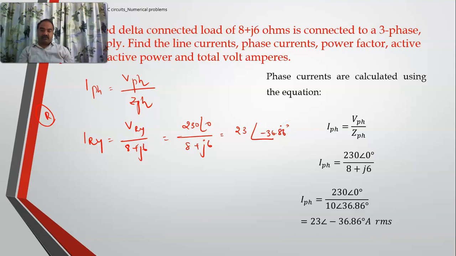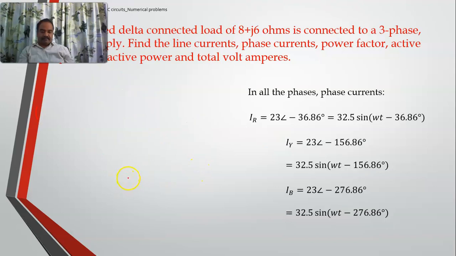See, earlier I got only 12, somewhere around 13. But now what am I getting? 23. For the same supply, if I connect it in delta, my current is increasing. Isn't it? So, if I want to write it in phasor form, see, this is my IRY, this is my IYB, this is my IBR. So this is the way how I will be writing my phase currents.